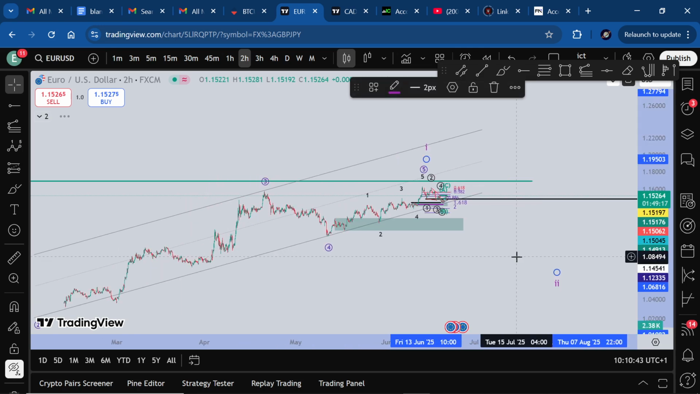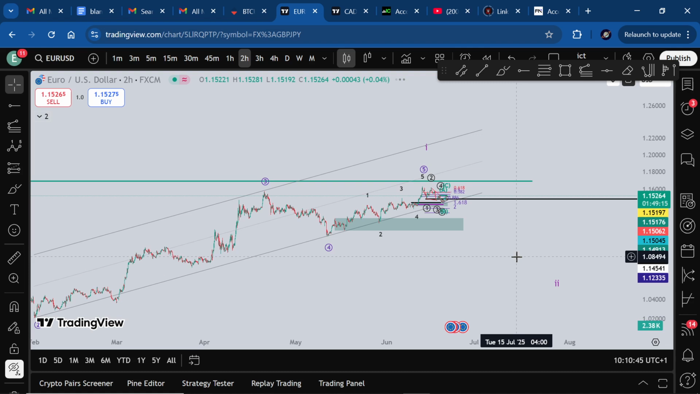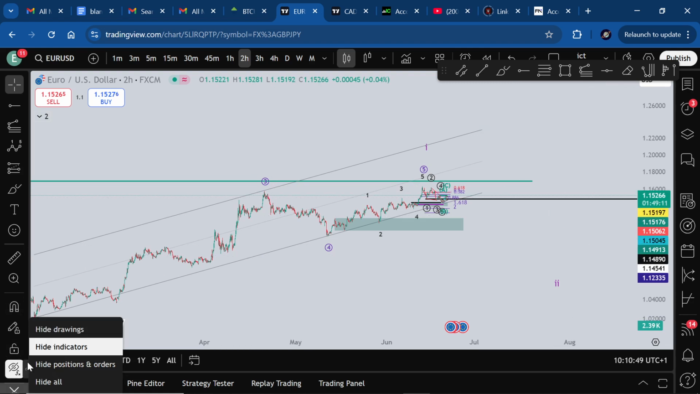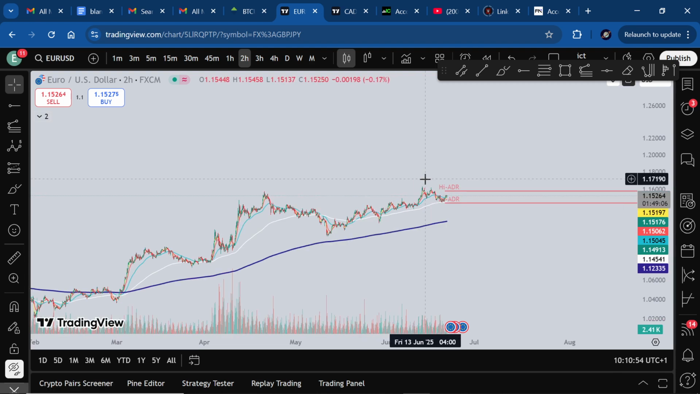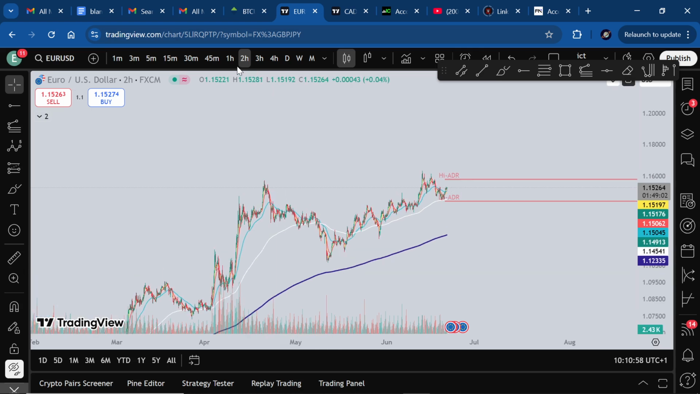Okay, so just like the pound, excuse all the drawings here, just like the pound, we've got a completed impulse over here, okay, and we're looking for price to come down. We go to the 1 hour time frame.